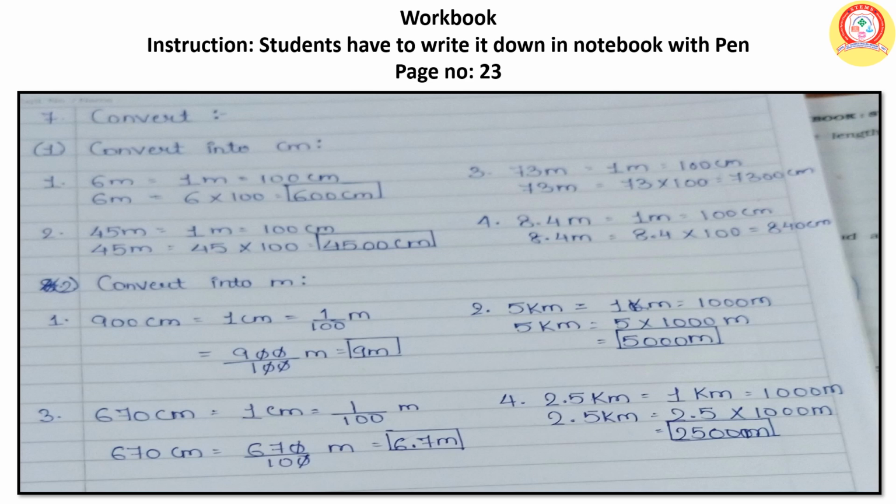Now in the third sum, 670 centimeter. When 1 centimeter is equal to 1 upon 100 meter, then 670 centimeter is equal to how much, children? 670 upon 100 meter, you will get 6.7 meter. Okay, children. Now let's move to the fourth sum. 2.5 kilometer. When 1 kilometer is equal to 1000 meter, then 2.5 kilometer is equal to how much? So 2.5 into 1000 meter, you will get 2500 meter.